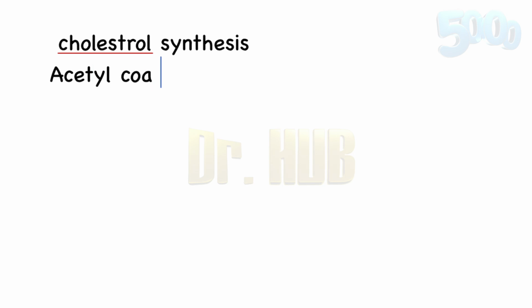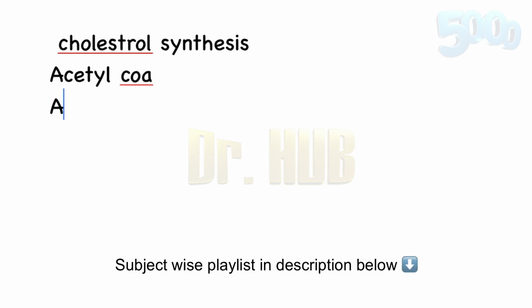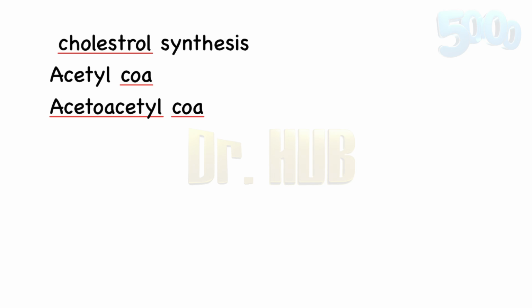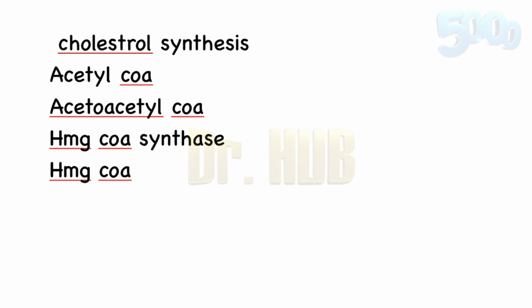Let's look into the cholesterol synthesis. So what happens is you have the presence of acetyl-CoA. Acetyl-CoA, as we know, is a 2-carbon. Then comes acetoacetyl-CoA. This is 4C, and together it forms the HMG-CoA synthase. So after HMG-CoA synthase, there is an HMG-CoA which is formed, and this is a 6-carbon atom.